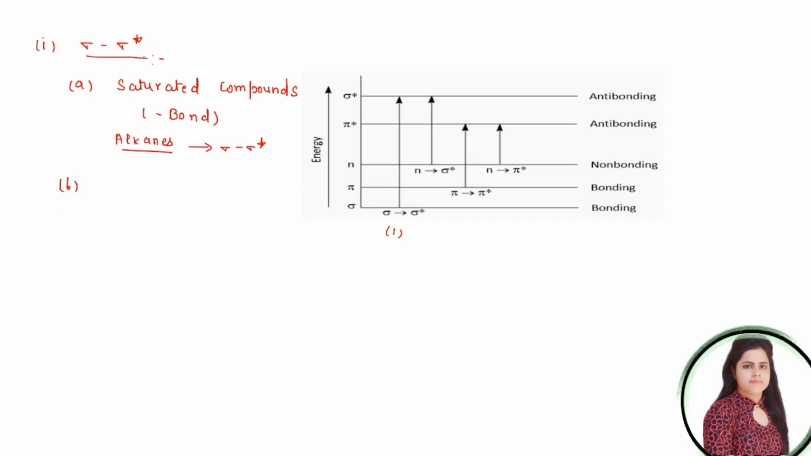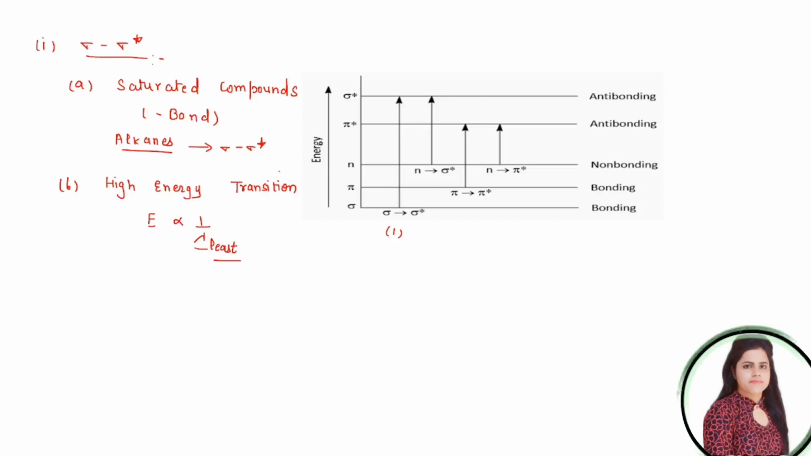Next, sigma to sigma star transition is a high energy transition. In the diagram also you can see this is a high energy transition. You can see the gap; the energy gap is very high, so it requires that high energy. And we know that energy is inversely proportional to lambda. So when energy is high, lambda will be least. For this kind of transition, the wavelength will be least.